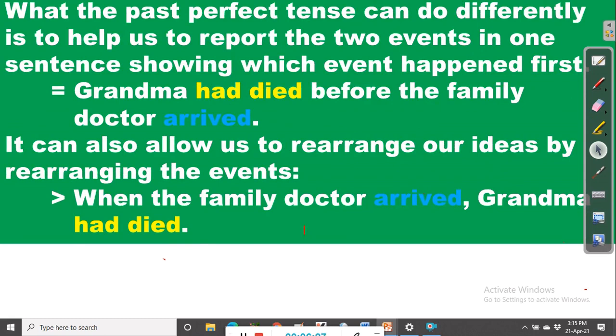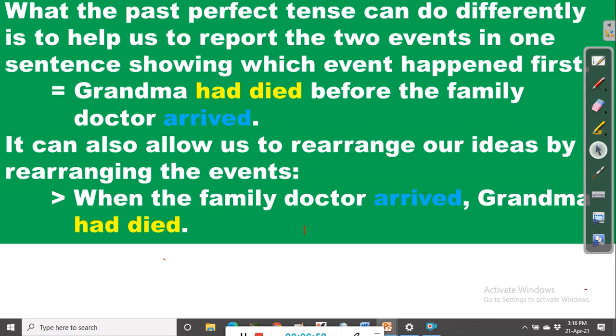Now, what the past perfect tense can help us to do differently is that it can help us to report the two events in one sentence, showing which event happened first. For example, grandma had died before the family doctor arrived. It can also allow us to rearrange our ideas by rearranging the events. We can restructure the sentence.